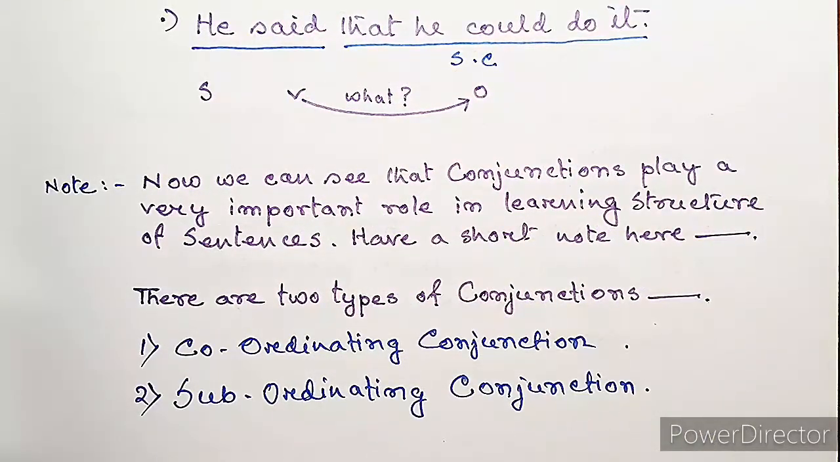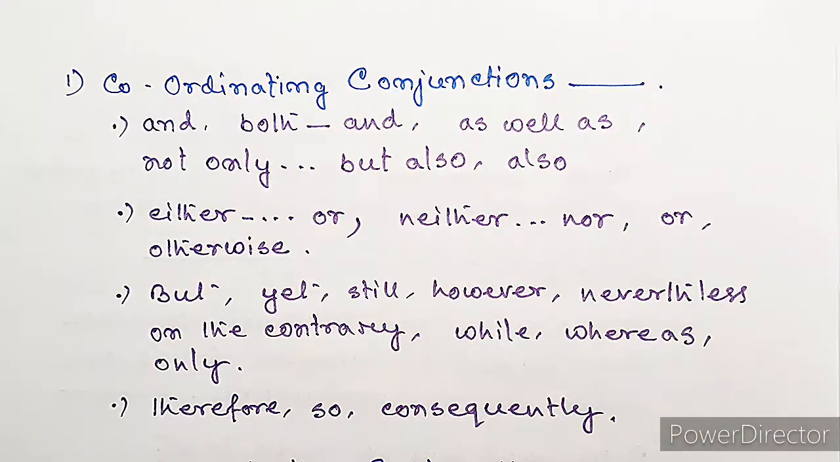Note, now you can see that the conjunctions play a very important role in learning the structure of sentences. Have a short note here. There are two types of conjunctions mainly. Number 1, coordinating conjunctions, and number 2, subordinating conjunctions. Here I give you a list.